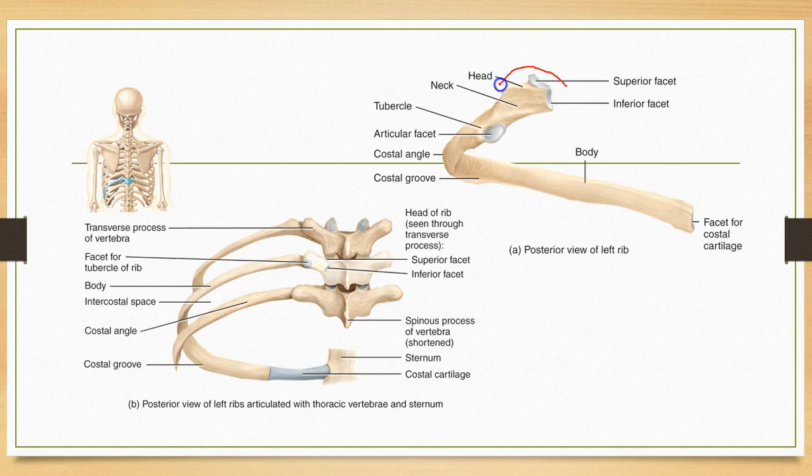Structure of a rib. The head is on the posterior side of the body. Then the neck, this articular facet at the angle is where we articulate with the transverse process of the thoracic vertebra, seen here.